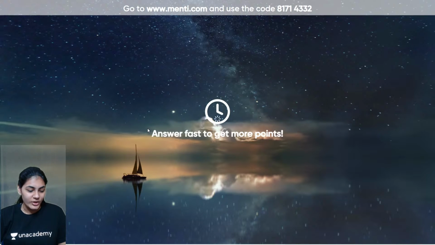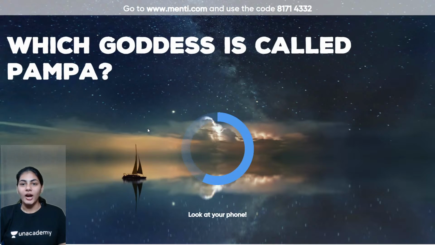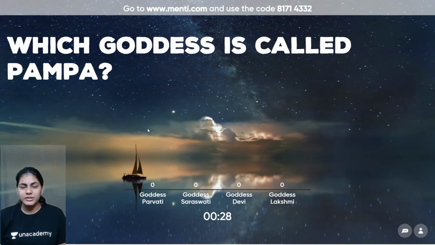Anyways, we'll move on to question 19. Which goddess is called Pampa, or Pampa Devi, the local goddess of Vijayanagara? She is a form of which goddess? Is it goddess Parvati, goddess Saraswati, goddess Devi, or goddess Lakshmi? Which of these goddesses took the form of Pampa?